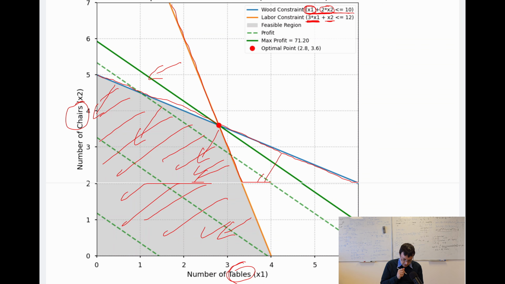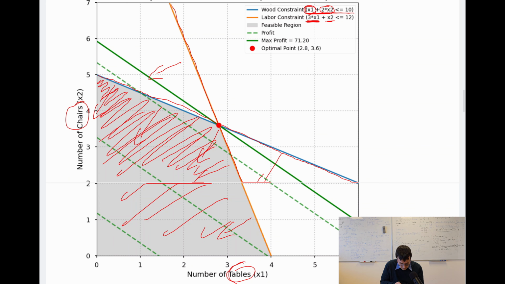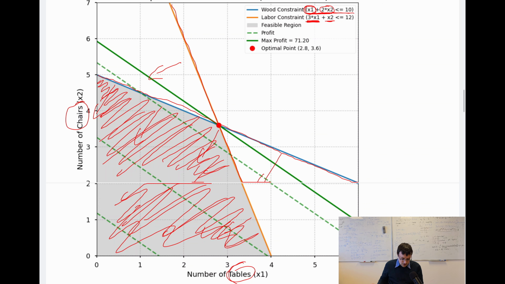Now, this is also considering the constraint that the number of chairs and tables are positive, or at least non-negative numbers, okay? So that's why we're looking just at this part of the Cartesian plot. So that means that we can look at a solution only in this region here, because this is the region that satisfies both our constraints. And this is called the feasible set. Now, how do we find the solution in this graphical way?